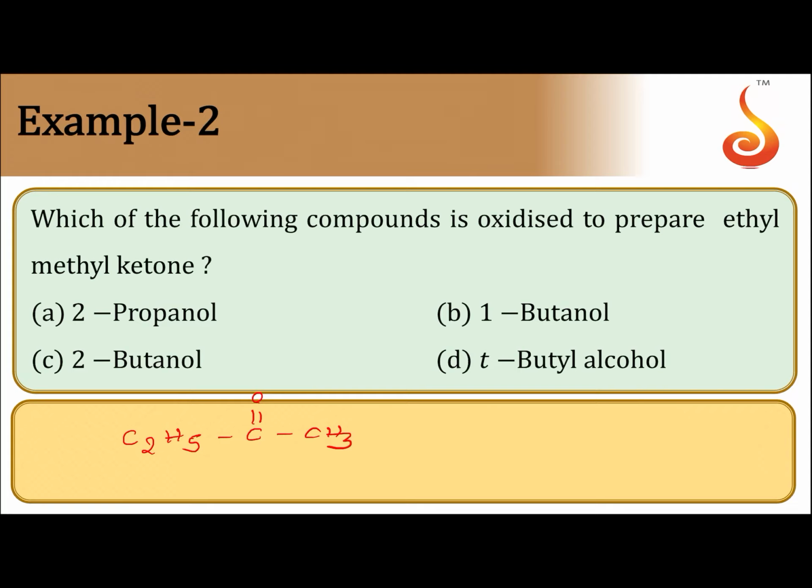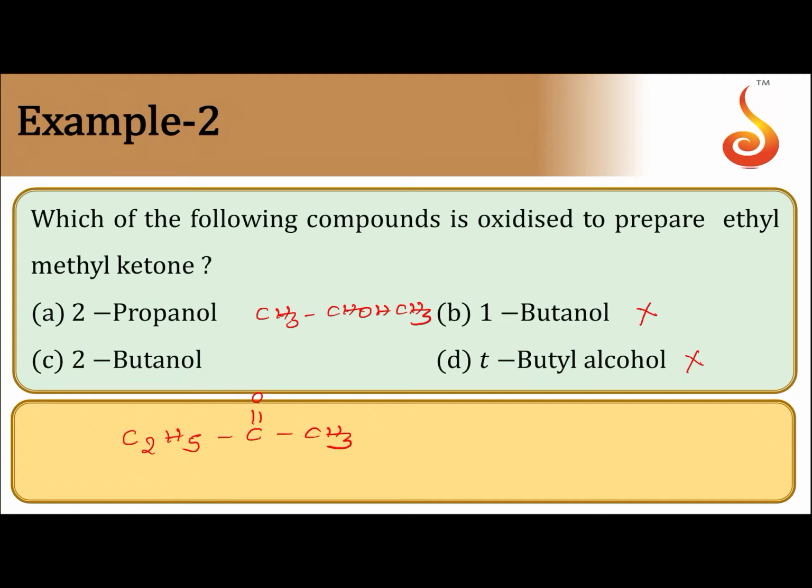C2H5 CO CH3. So ketone can be prepared by the oxidation of secondary alcohol. So option B is primary alcohol, ruled out. Option D is tertiary butyl alcohol, ruled out. So now let us see options A and C. A is a secondary alcohol, C is also a secondary alcohol.